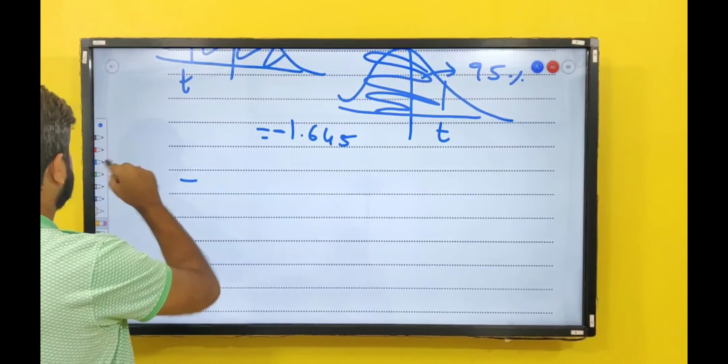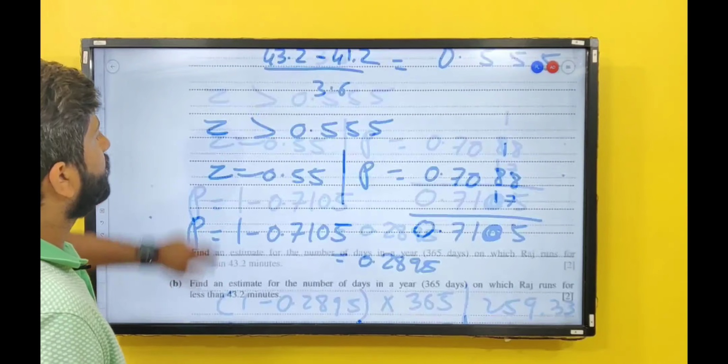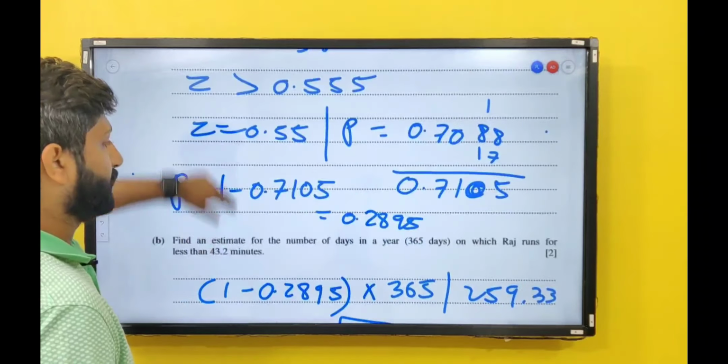Minus 1.645 is equal to x minus mu, upon sigma. I think the mean was 41.2 and sigma is 3.6. But still, let me reconfirm. Was the mean 41.2? Yes, it is 41.2.